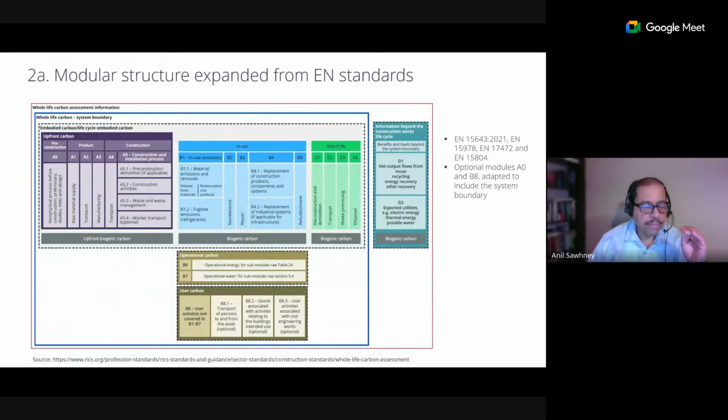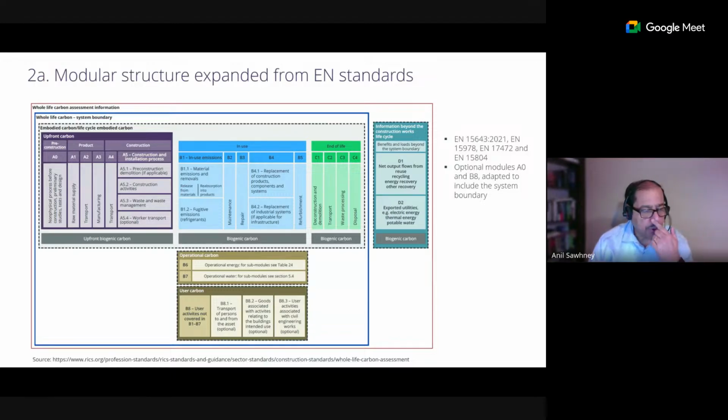This is the more detailed modular information structure, or information modules, that you need to then select. As I said, A0 is pre-construction, typically 0 for buildings, used for infrastructure. A1 is for your raw material supply. A2 is for transport. A3 is for manufacturing. A4 is for transport from the manufacturer to your site. A5 is for construction and installation processes.